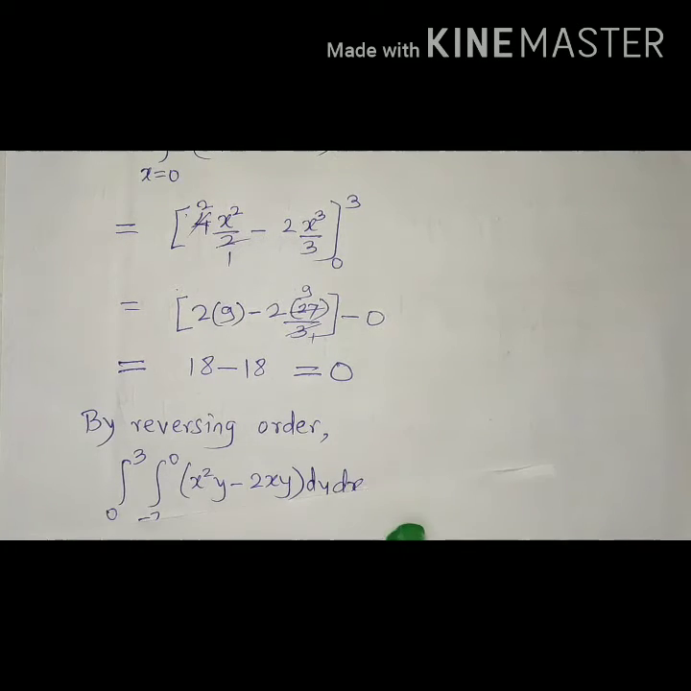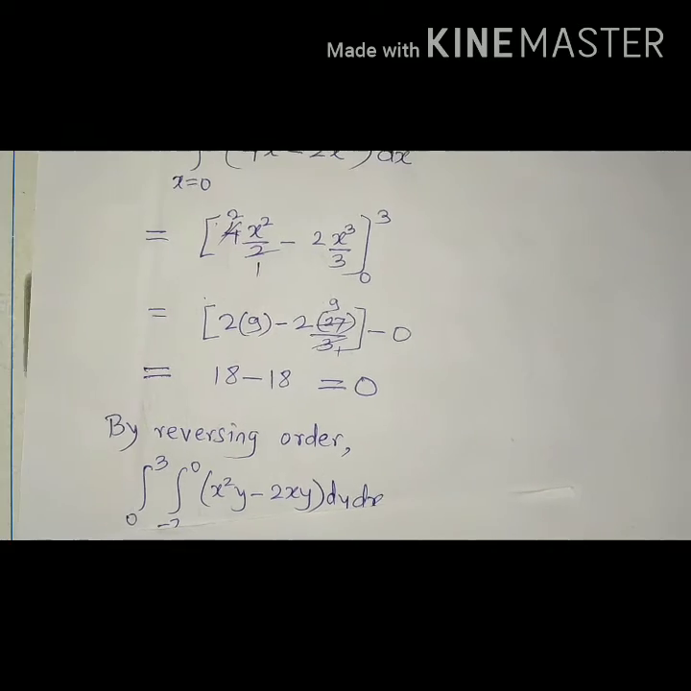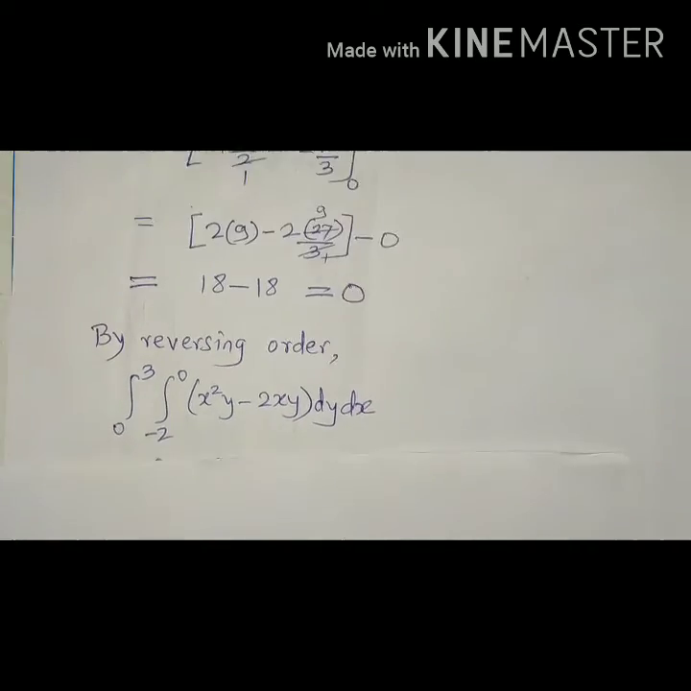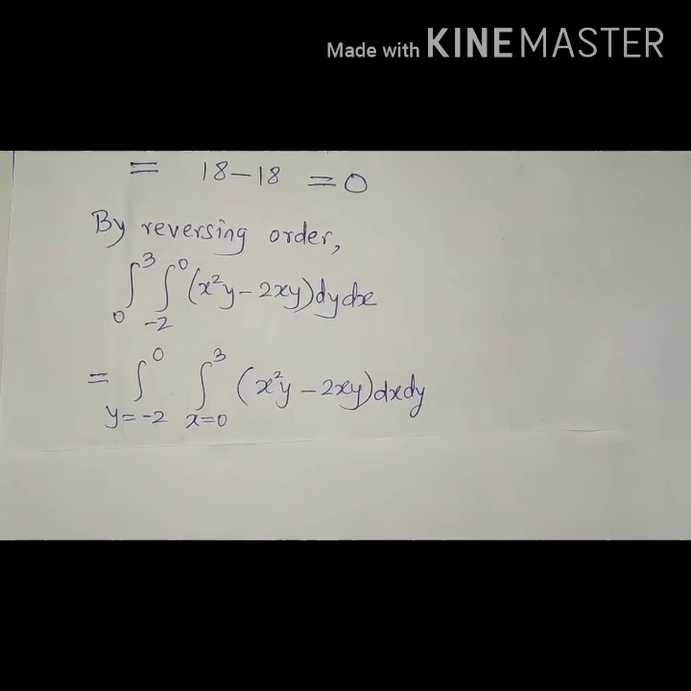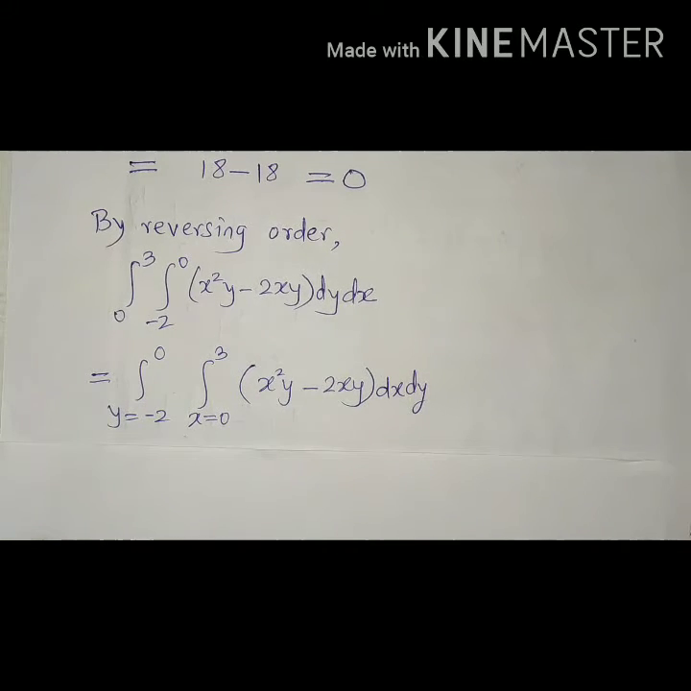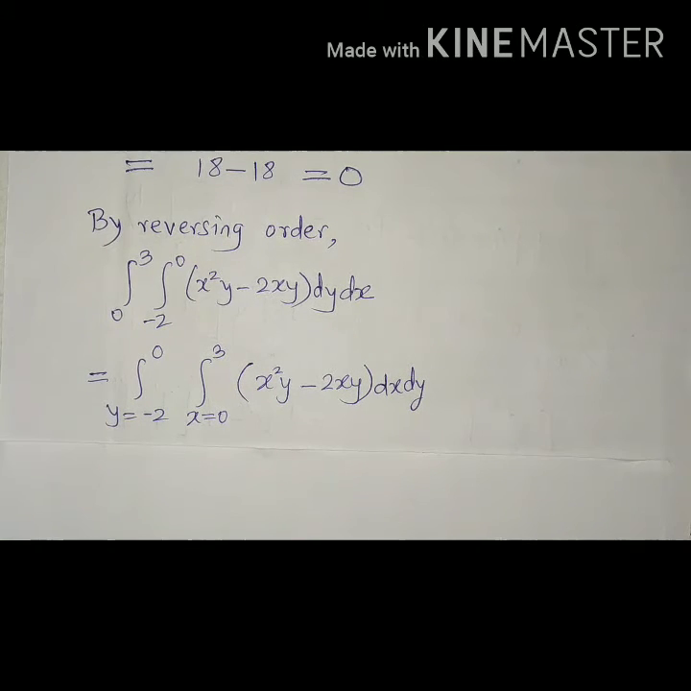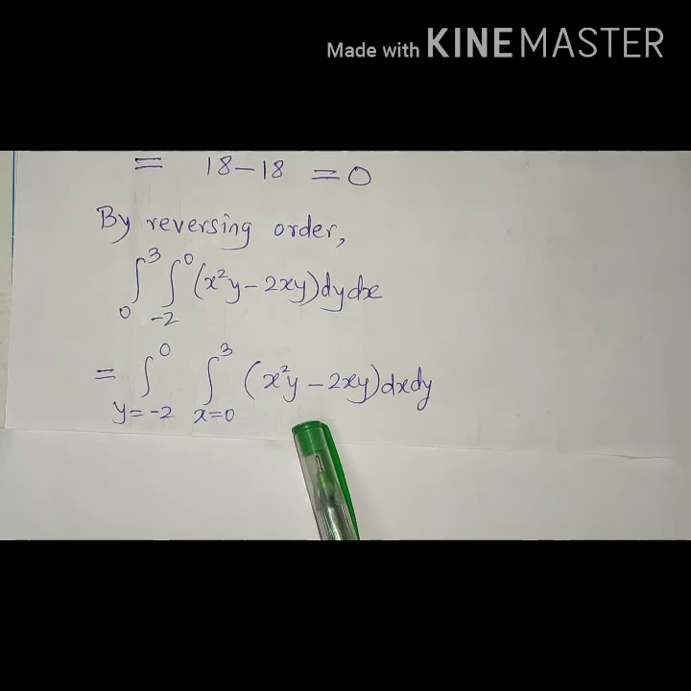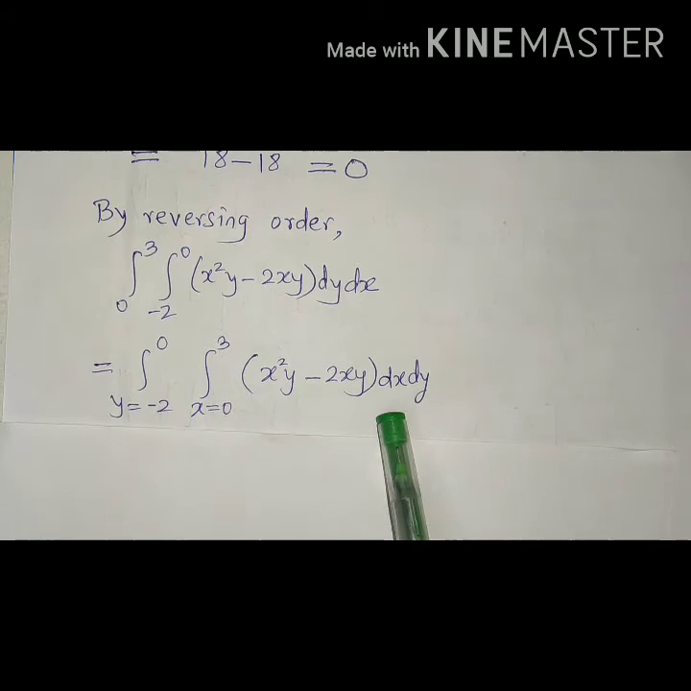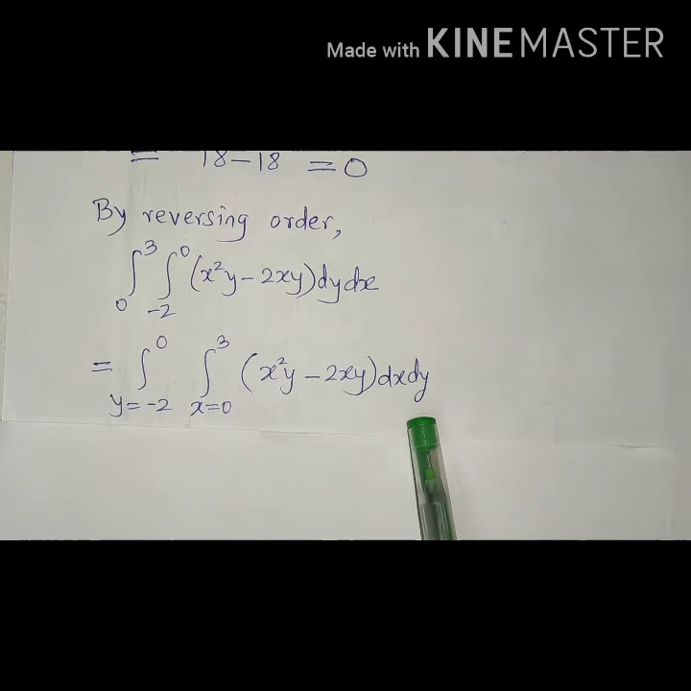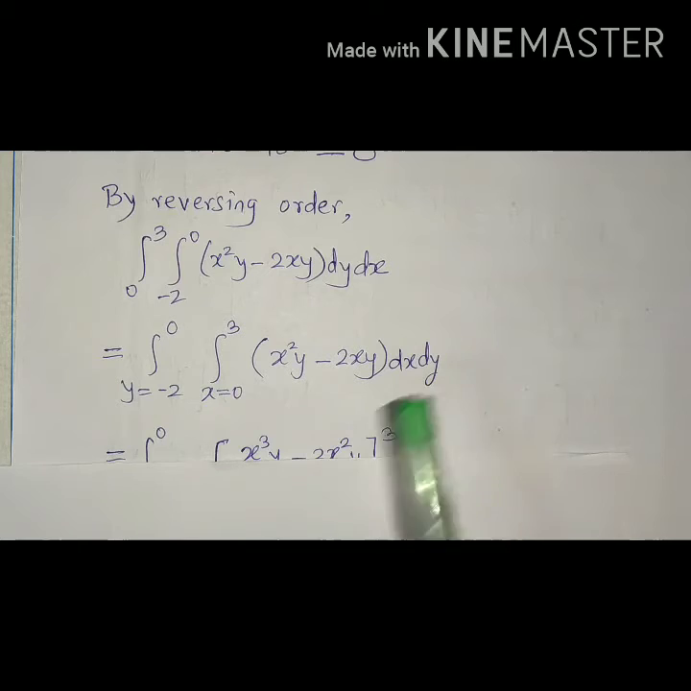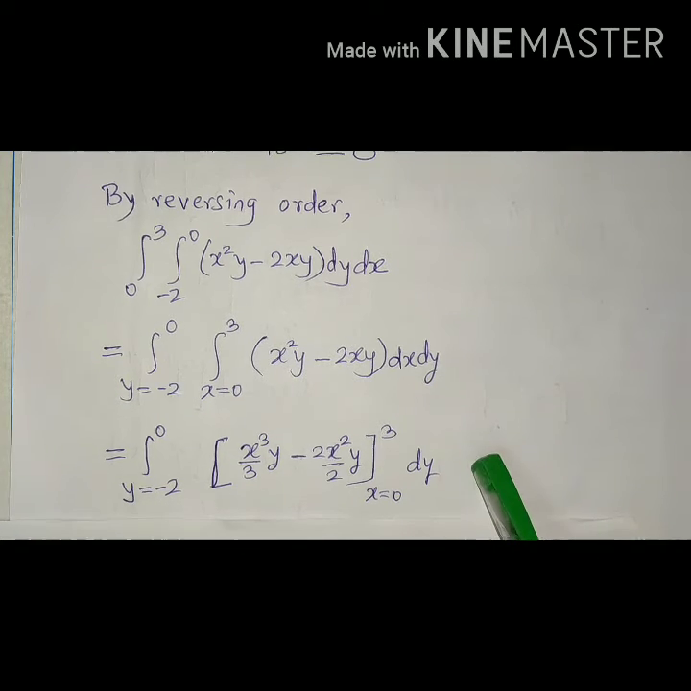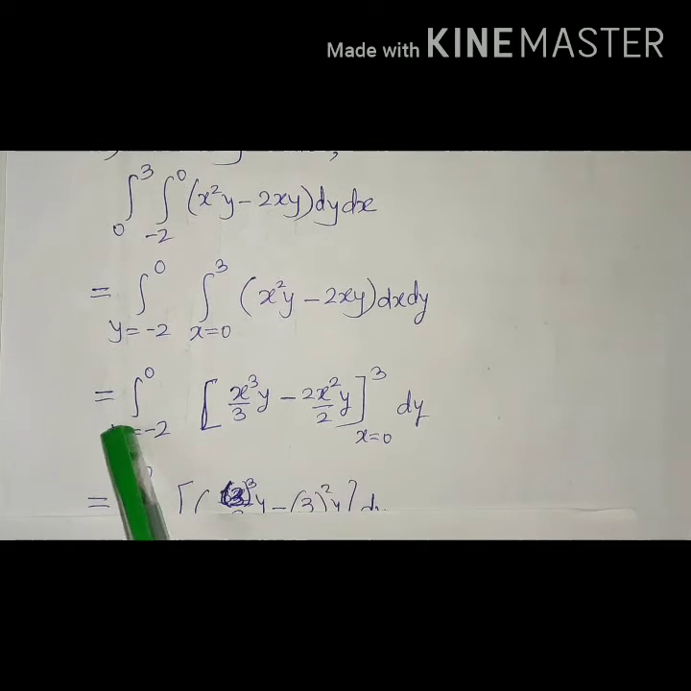Now we reverse the order of integration. So the integral is once again written over there, and we are interchanging the order of integration. Outer integration is with respect to y, inner one is with respect to x here. The integrand is shown and the order is dx dy. Okay. Now let us first integrate with respect to x. So if I integrate with respect to x, what happens?